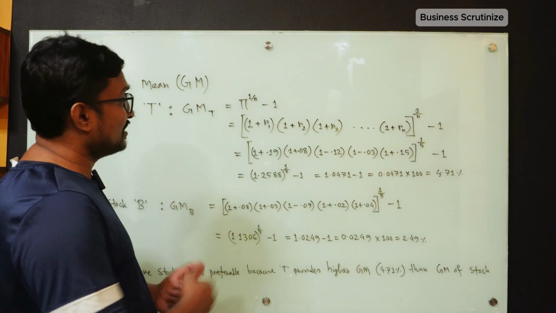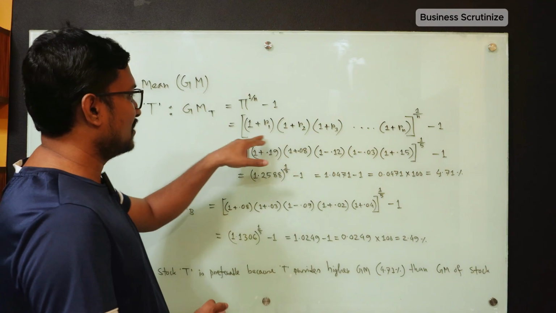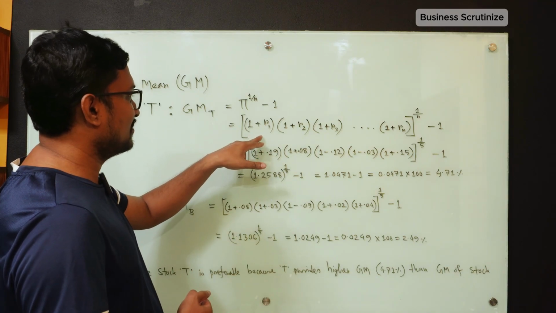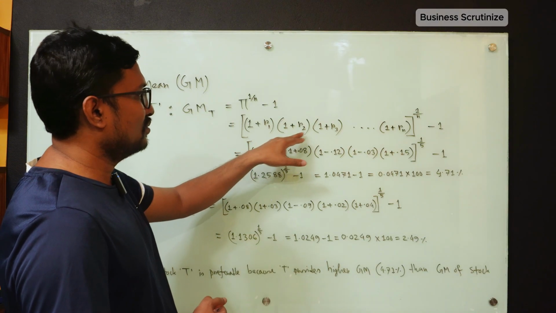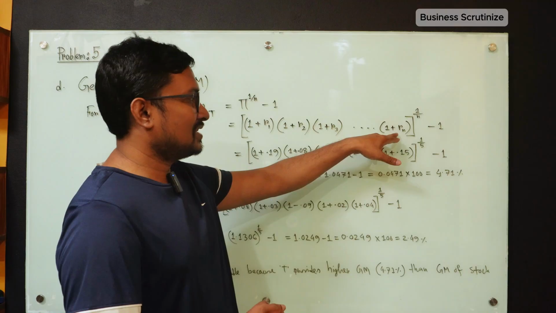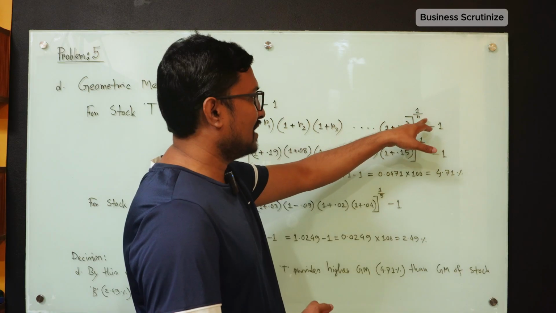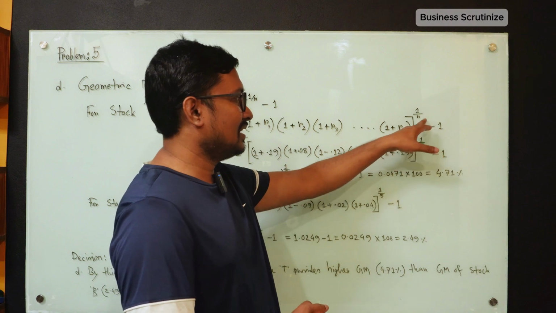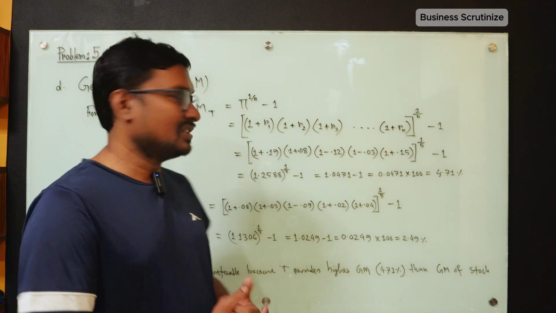And if you want to know the detailed formula, the extended formula, we write 1 plus return 1, 1 plus return 2, 1 plus return 3, and in this way for the nth return, we just multiply each other, to the power 1 by n, minus 1, where n represents the number of returns or number of variables or number of years.